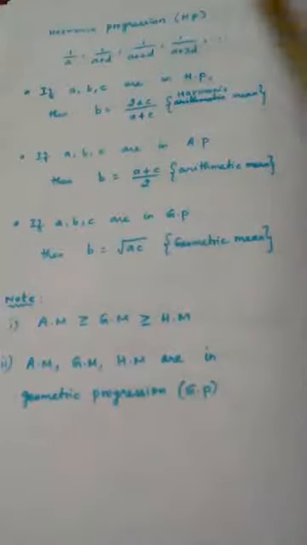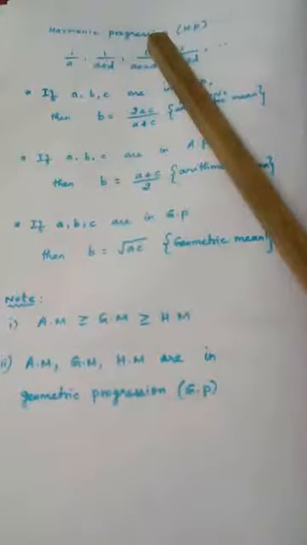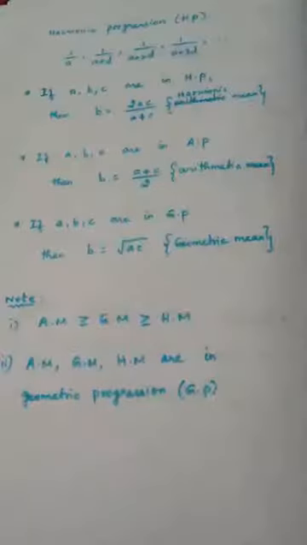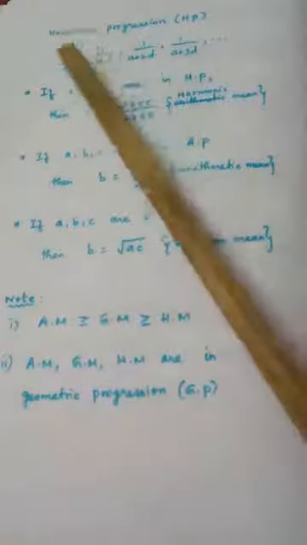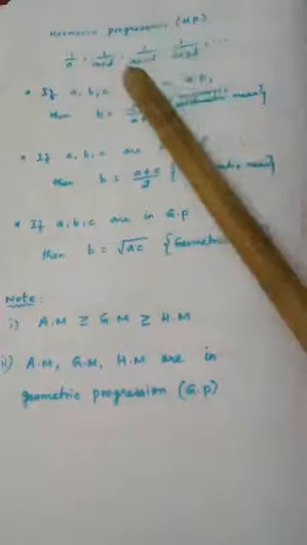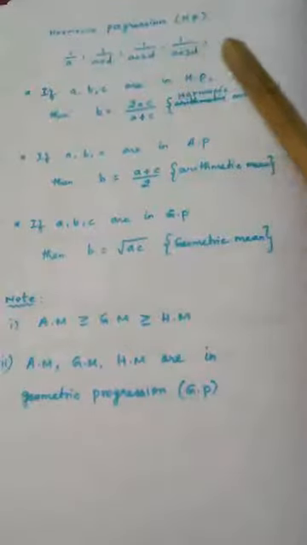And the next one, harmonic progression. So what are the things that we have seen? Arithmetic progression, geometric progression, arithmetico-geometric progression, and the fourth one is harmonic progression, HP. The general form is 1 by a plus d, 1 by a plus 2d, 1 by a plus 3d, etc.